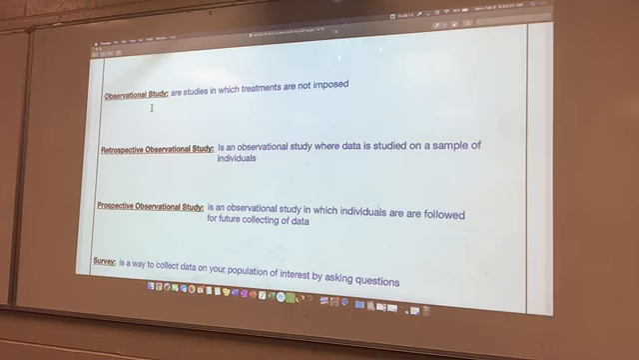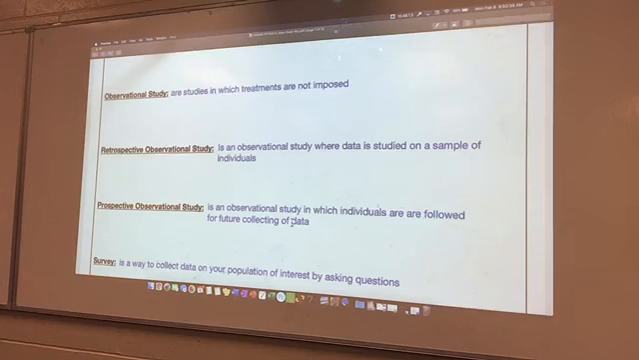retrospective, that is something that happens in the past. So it's where data is studied, but it's something that has already happened. Where the prospective is something, notice the words, it says future collecting of data. So it's where they are observing, but then it's something that happens in the future. Don't worry, our examples is what we're going to do as far as identifying this stuff.